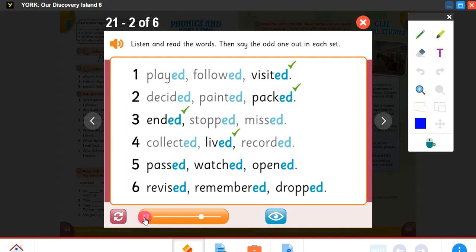Number 5: passed, watched, opened. These two are the t sound, while opened is the d sound, which is the different one. Finally, number 6: revised, remembered, dropped. Dropped is the t sound, revised and remembered are the d sound, so dropped is the different one.